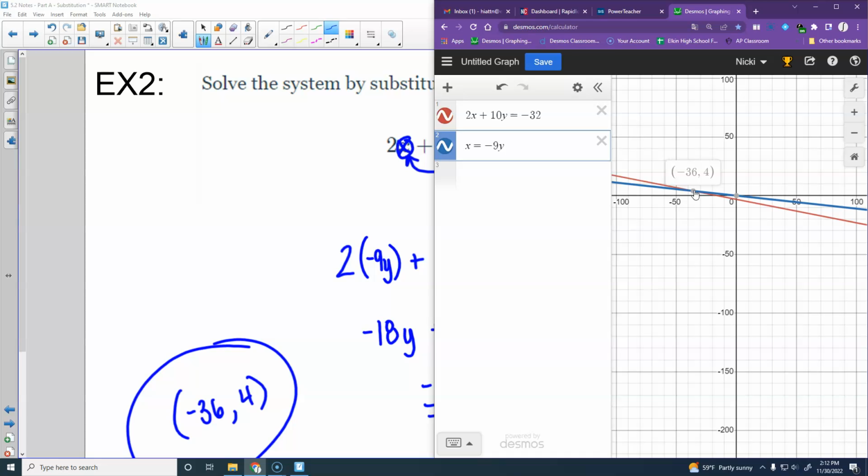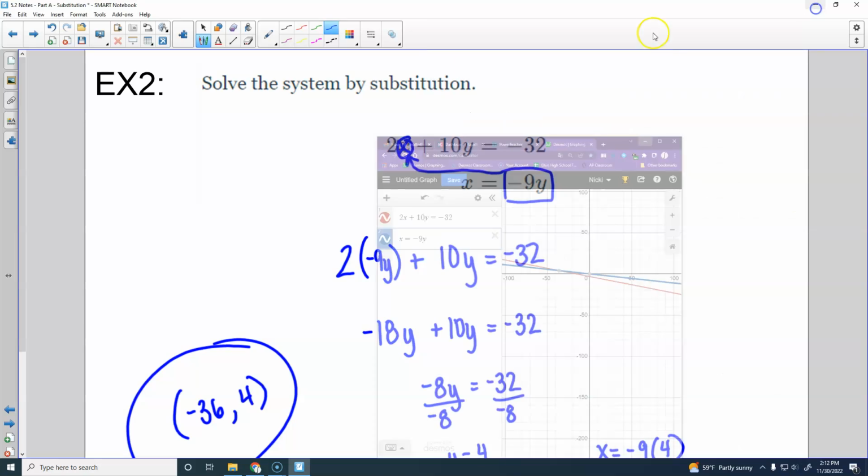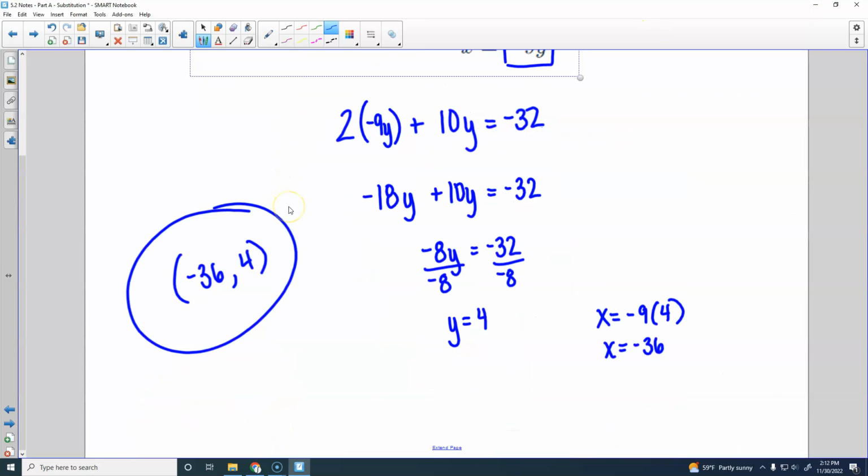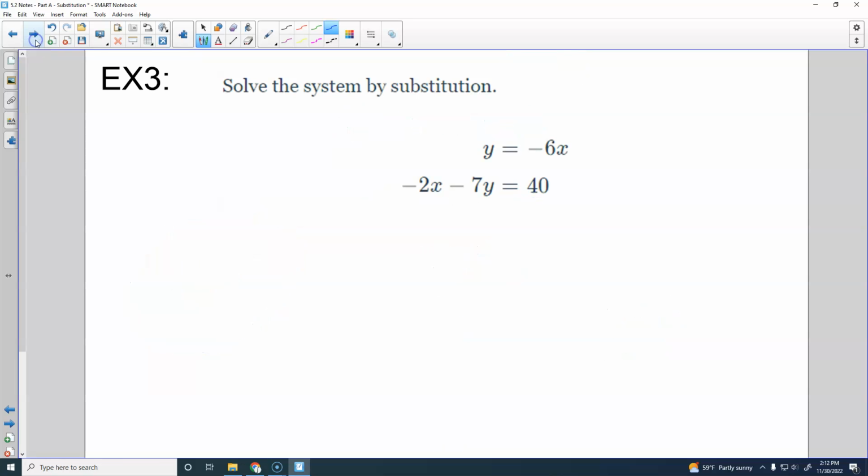But a lot of what we're going to see is not going to be on the calculator active part. Okay, questions? All right, here's another one. It's similar to the last one. I'm going to let you try this one on your own.